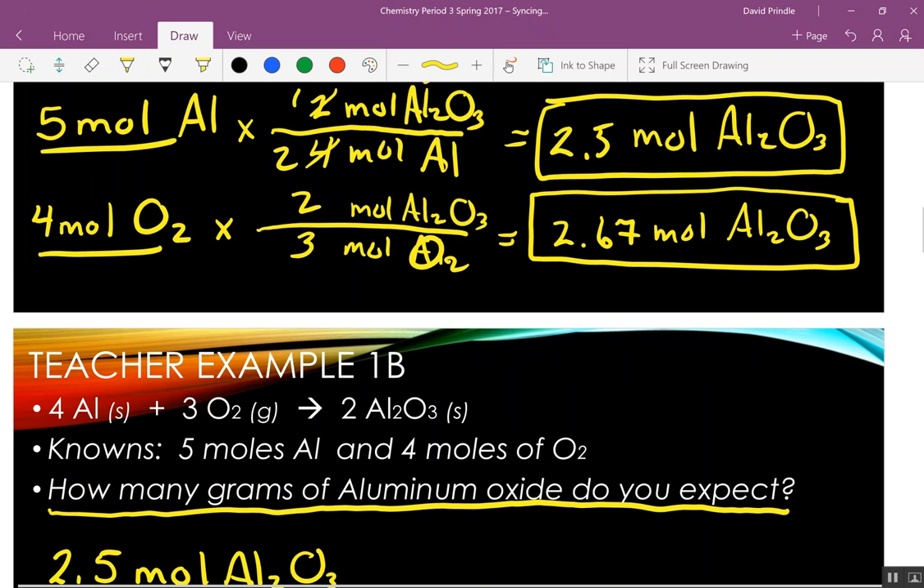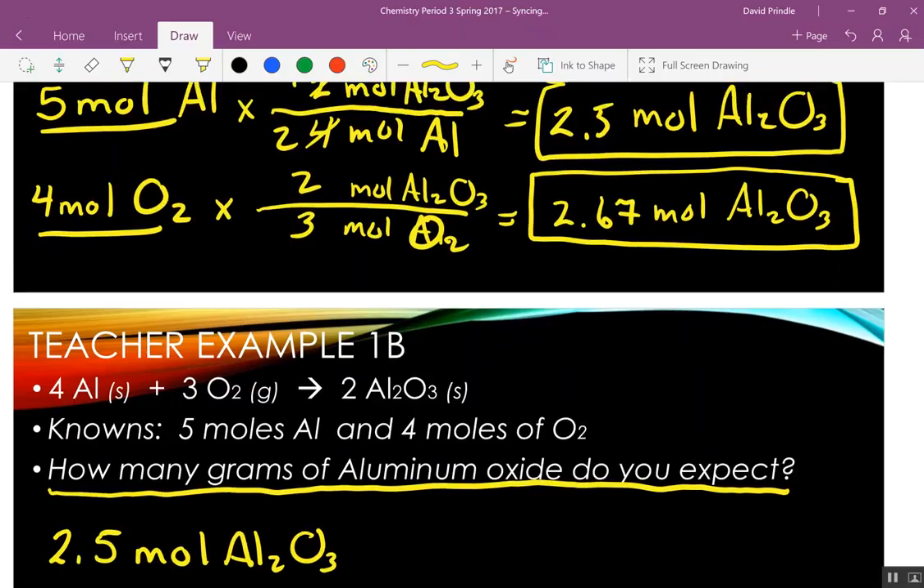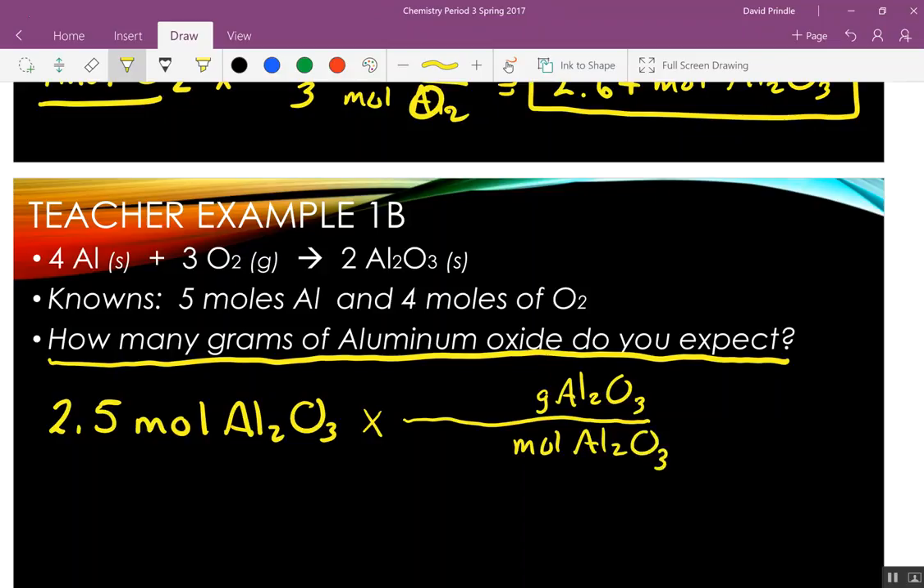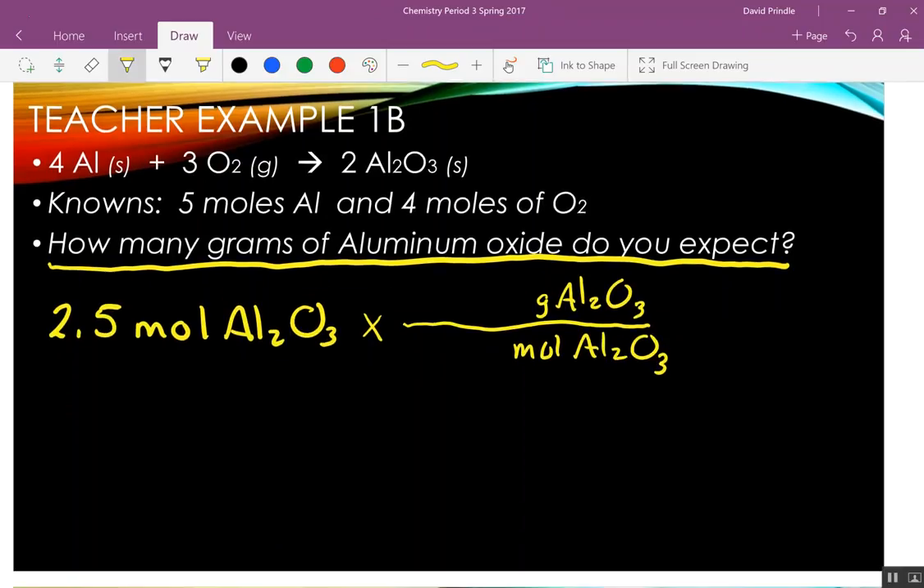So, listen up. Here's what happened. You figured out which one was the limiting reactant. You also figured out at the same time the most we can make with the limiting reactant. So we're going to take this number up here and start with it down here. Now, we want to get to grams. So grams of aluminum oxide are going to go on top. Moles is going to go on bottom. What do we know that has the units grams per mole? Okay, so this is going to be the molar mass of aluminum oxide.